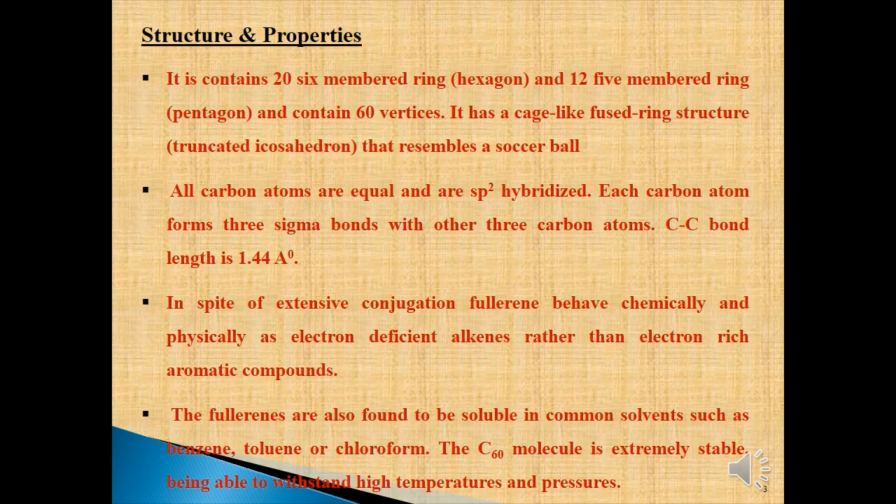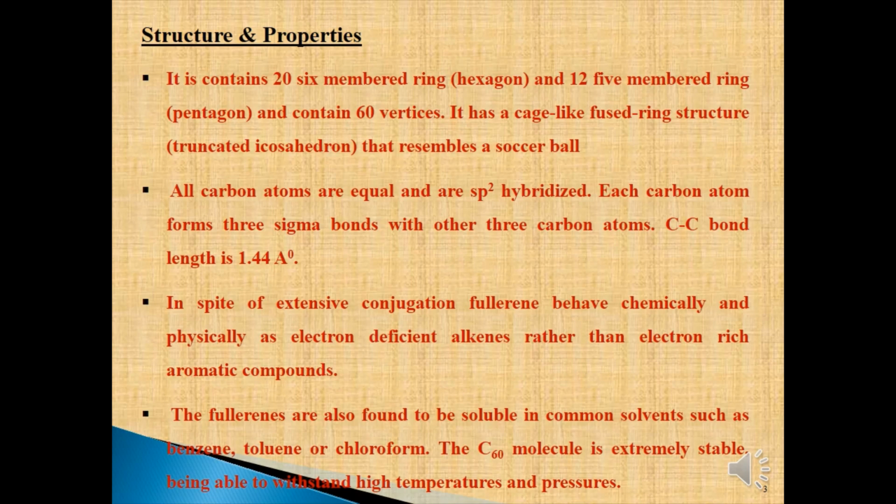Next, let's see the structure and properties of fullerene. Fullerene contains 20 six-membered rings, that is hexagon rings, and 12 five-membered pentagon rings, and it also contains 60 vertices. It has a cage-like fused ring structure that resembles a soccer ball. All carbon atoms are equal and are sp2 hybridized. Each carbon atom forms 3 sigma bonds with 3 other carbon atoms. The carbon-carbon bond length is 1.44 angstrom.